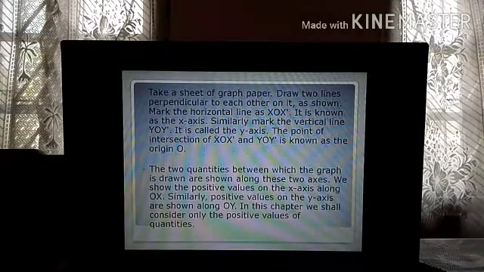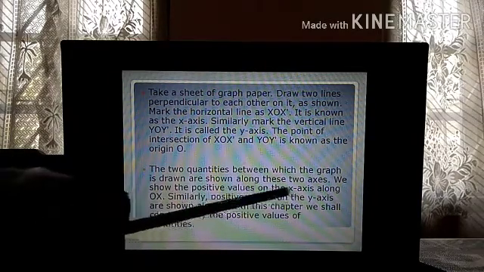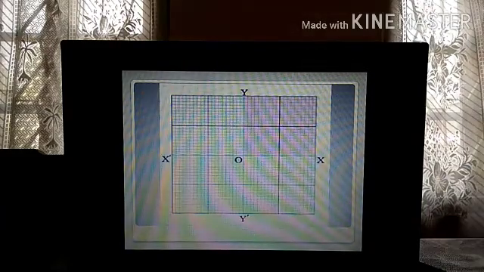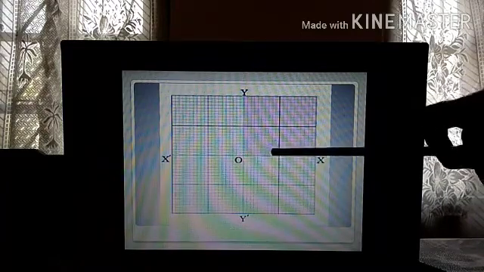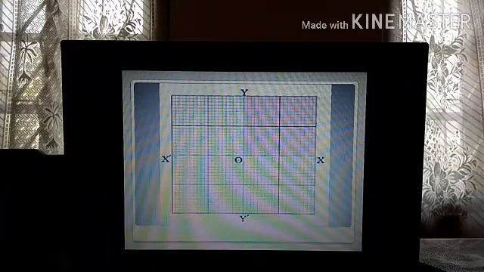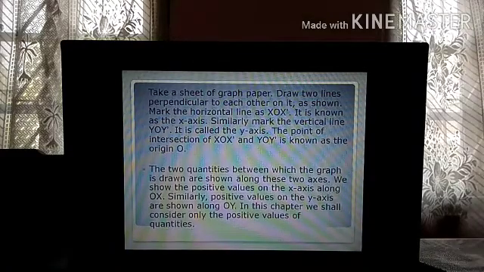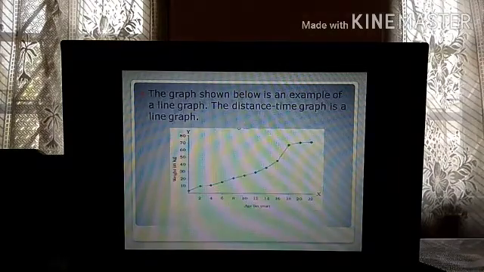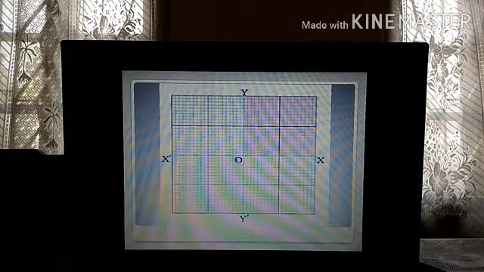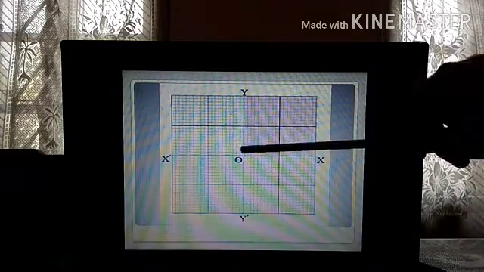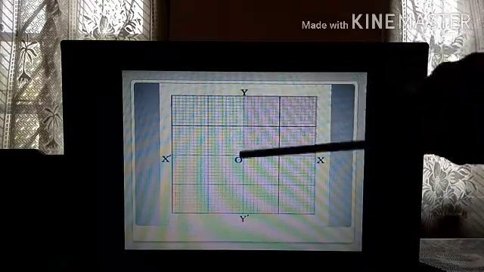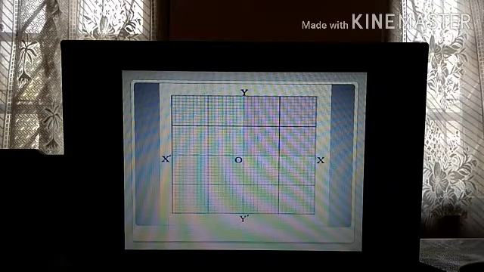The two quantities between which the graphs are drawn are shown along these two axes. We show the positive values on the x-axis along OX. As I told you, suppose this is OX, here you mark the positive values 10, 20, 30, 40, 50 for the x-axis. Similarly, the positive values on the y-axis are shown along OY. Suppose this is OY, so all the positive values 10, 20, 30, 40, 50, 60 you mark here, for the y-axis.